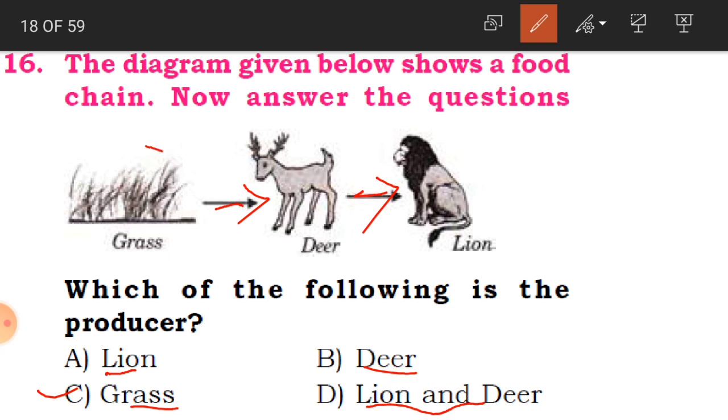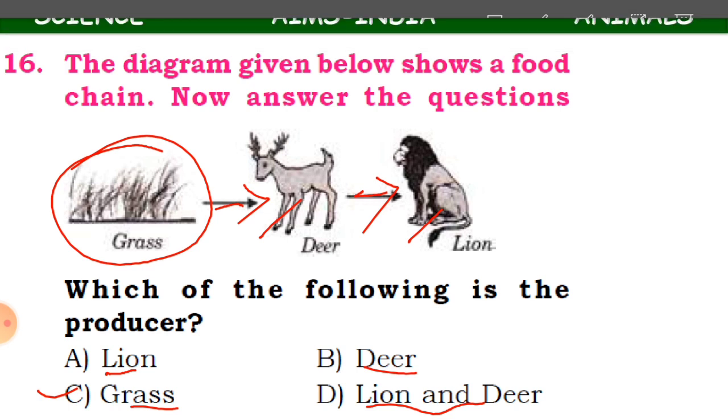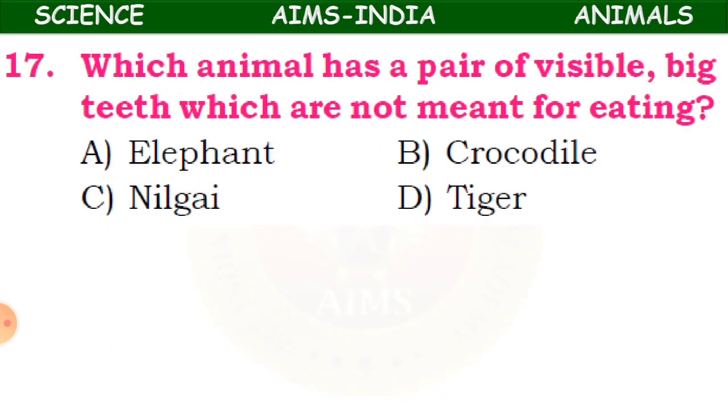So first grass is taken as food by the deer. Then this deer is taken as food by the lion. So grass is the producer here. Clear? Now to the next question.